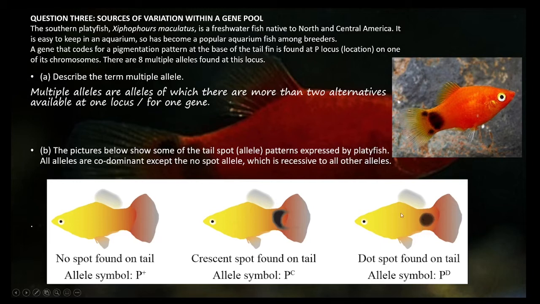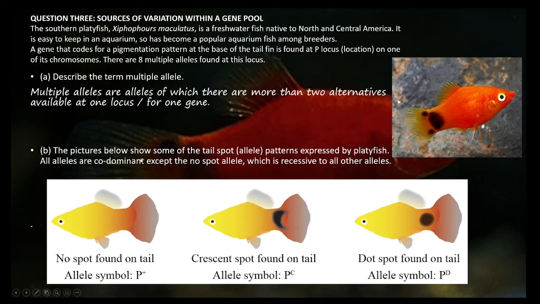Anyways, so now the first part of the question, A, was describe the term multiple allele, and because you studied your definitions, you knew that you need to write, multiple alleles are alleles of which there are more than 2 alternatives available at one locus, or more than 2 alternatives available for one gene. Okay, and we always use blood type to look at that, but here's another example.